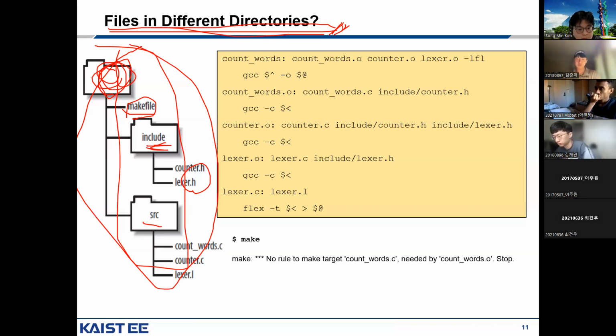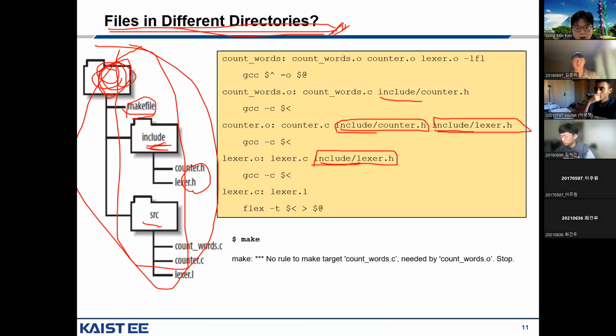Okay. So one way to do it is like this: include. All the header files are included under the include folder. Then you just put include here, which explicitly indicates the full path from this directory to the header files, right? This is what they did here.